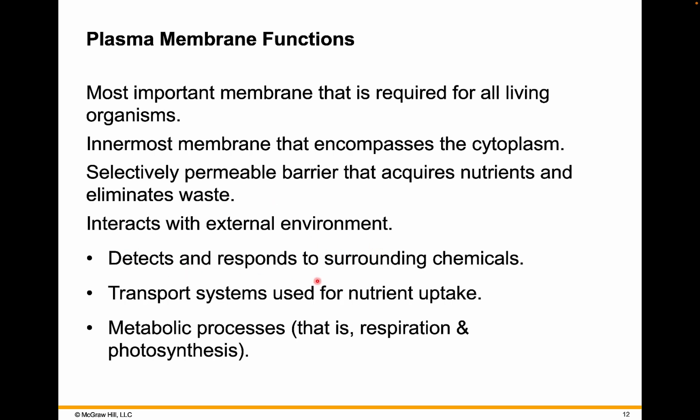And it detects and responds to surrounding chemicals. There are many different types of transport systems, which contain channels, specialized transporters, and pumps, of many different types. And as I said, they are responsible for very different types of processes as well, because many of the enzymes of respiration, photosynthesis, and even DNA replication are associated with the plasma membrane in bacteria.